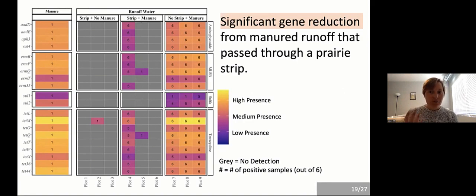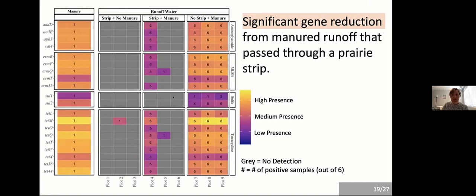But again, what I think is really special about these results is that not only was there significant reduction, but in 2 of our 3 replicates, plot 5 and plot 6, there was actually an almost complete removal, or at least reduction to below our limit of detection for all of the genes that we tested for. And so just overall, again, the strips are doing just a really impressive job at retaining these resistance contaminants and cleaning out the runoff that is eventually leaving them.